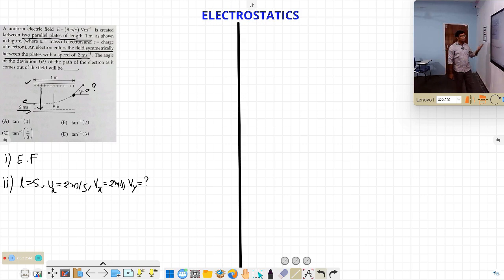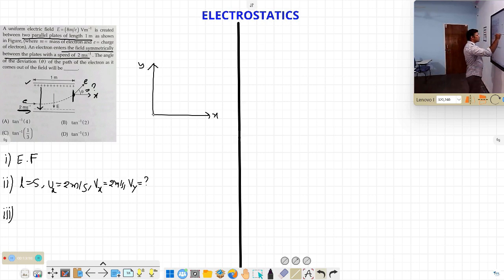So the second concept: you need to find the velocity when the electron reaches this position. Now the third: when it is coming out at the end, how much angle is it making? If you observe the direction of the electron, it is making some angle theta with respect to the x-axis. This is the x-axis, this is the y-axis, and the electron comes out making an angle theta. So they're asking the theta value.